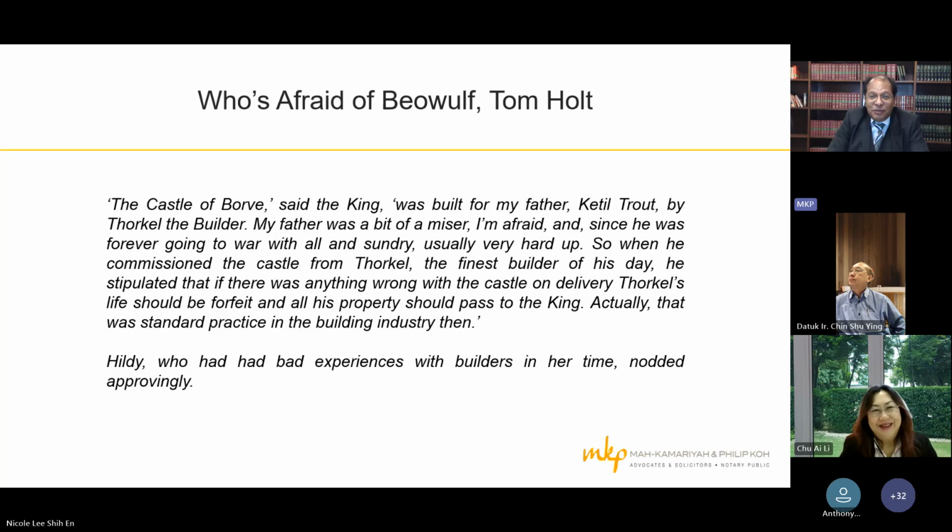So he says, "So when the castle of Borv," said the king, "was built for my father Kettle Trout by Thorkel the builder. My father was a bit of a miser, I'm afraid, and since he was forever going to war with all and sundry, usually very hard up. So when he commissioned the castle from Thorkel, the finest builder of his day, he stipulated that if there was anything wrong with the castle on delivery, Thorkel's life should be forfeit and all his property should pass to the king. Actually, that was standard practice in the building industry then."